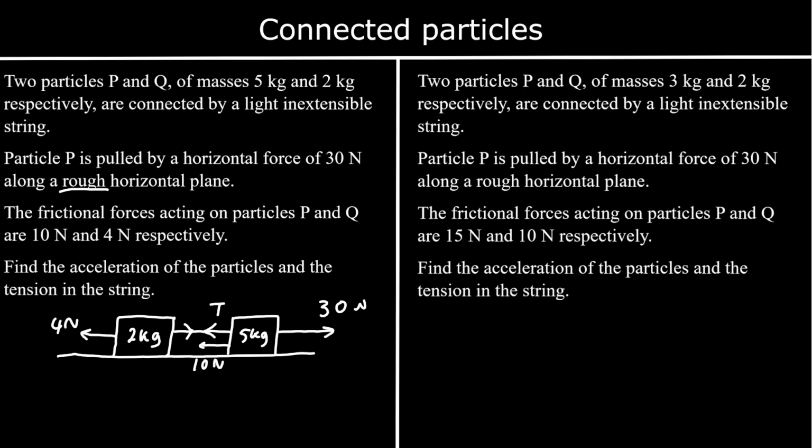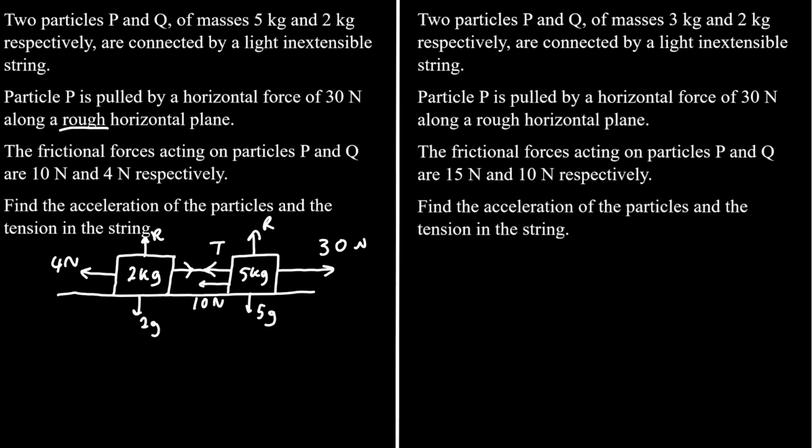And then if we're going to draw in all the forces, we've got the weight, which is mg, and the normal reaction, which just balances it. So the force of the ground back on the particle, so it doesn't move up, and it doesn't go through the ground. So forces up must equal forces down. We need to find the acceleration of the particles and the tension in the string.